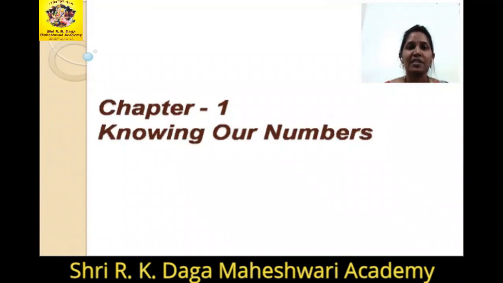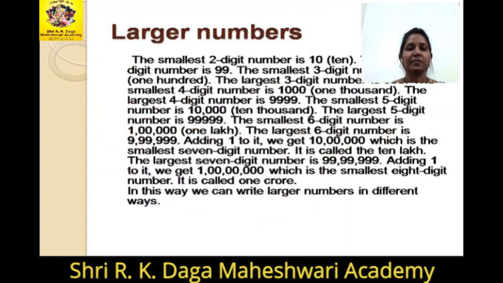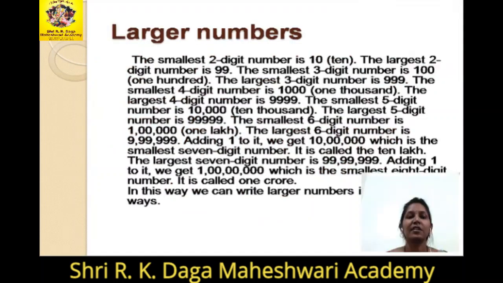In maths, your first chapter is knowing our numbers. The first topic of this chapter is larger numbers. Thus, you know the smallest two-digit number is 10 and the largest two-digit number is 99.